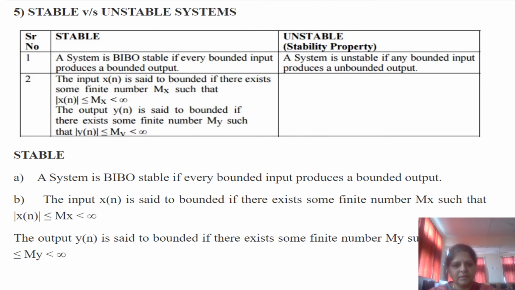Stable and unstable systems. What is a stable system? A system is stable if every bounded input produces a bounded output. That means the input should be summable, and the output will also be summable in that case. If it is not, it is called an unstable system. Input is bounded means it is finite, it should be less than infinity. Similarly, the output will be less than infinity. That means it is going to be a stable system. So this is written in words here. For stability, it is very important that the condition of bounded input, bounded output is obtained.